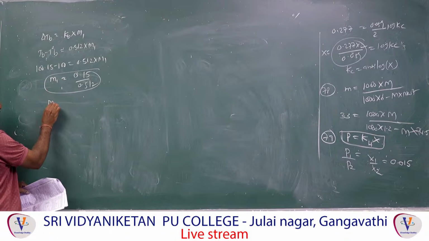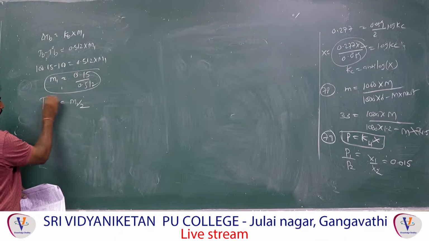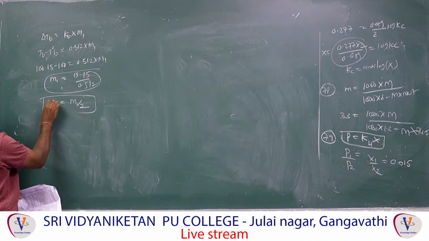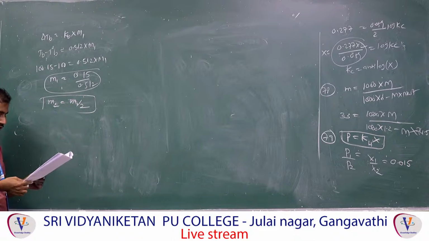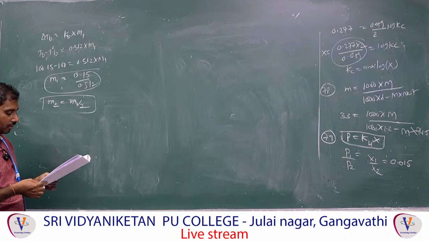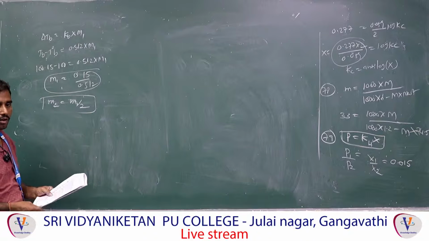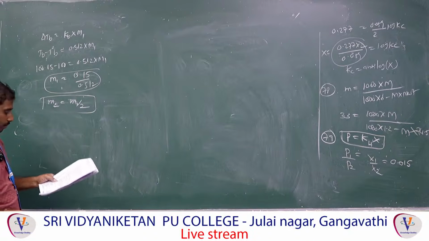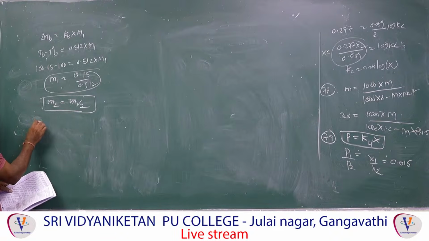Equal volume means concentration will be halved. So, that means M2 is equal to M1 by 2. Why? What is M2? Molality. Why? What did they say here? Condition: freezing point of aqueous solution obtained by diluting above solution with an equal volume, they said. Equal volume means volume is equal, concentration will be half, right? So, concentration will be half, that means M2 equal to M1 by 2.